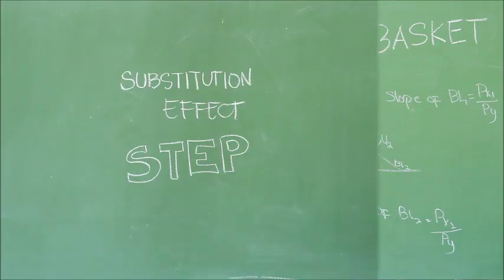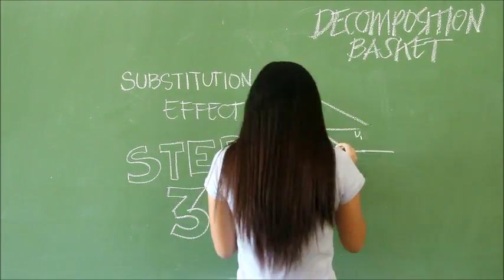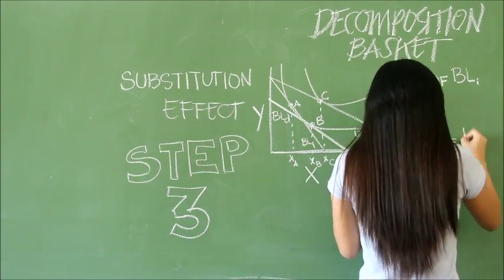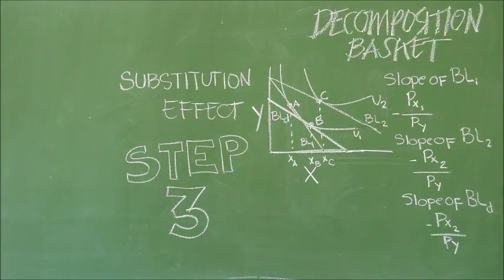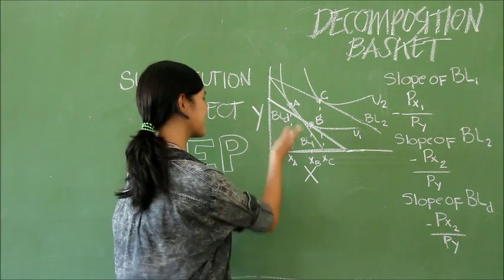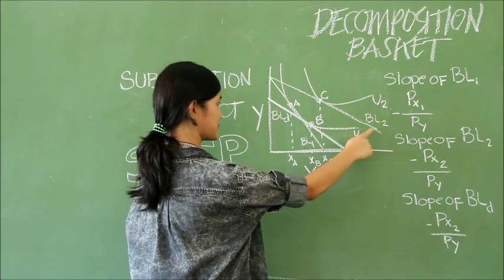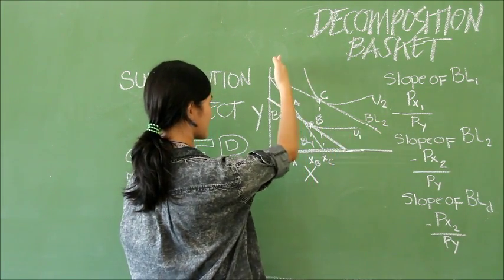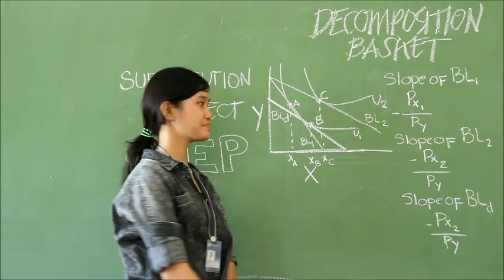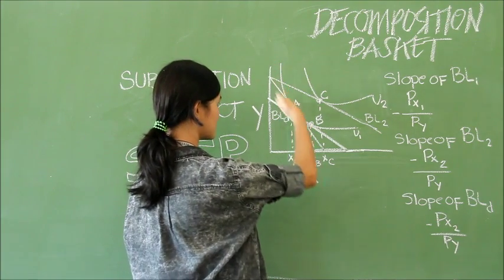Finding the decomposition basket. This will enable us to identify the portion of the change in the quantity due to the substitution effect. The basket should be parallel to the second budget line and should be tangent to the first indifference curve. Basket A and the decomposition basket should be on the same indifference curve.